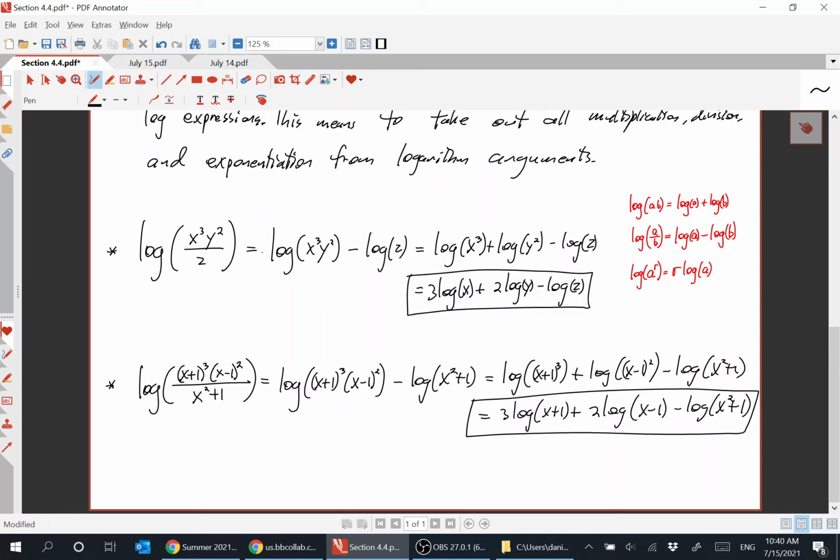Instead of using just a single letter, x to the third, y squared, z, I have some more complicated polynomial expressions. So (x plus 1) to the third, (x minus 1) squared, and then (x squared plus 1) to the first. So this and this are really the same thing, and you see that the answers are the same. This x corresponds to the x plus 1, this y corresponds to the x minus 1, this z corresponds to the x squared plus 1.